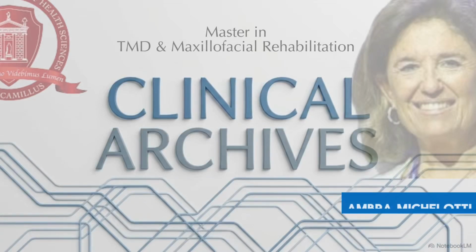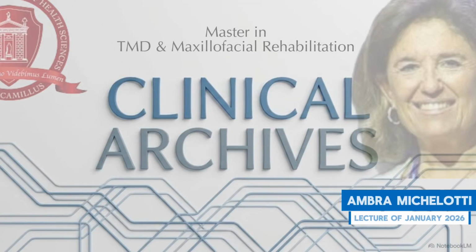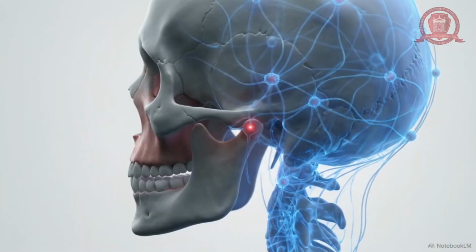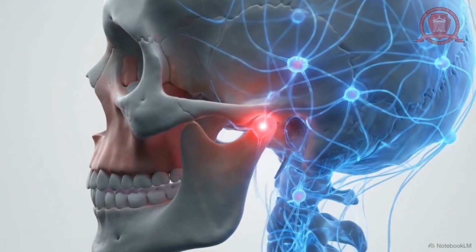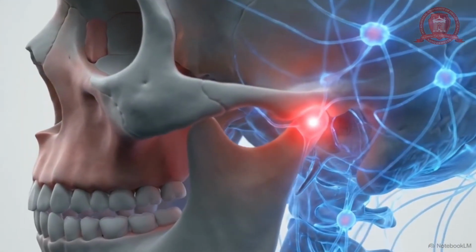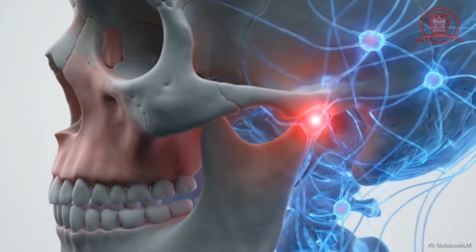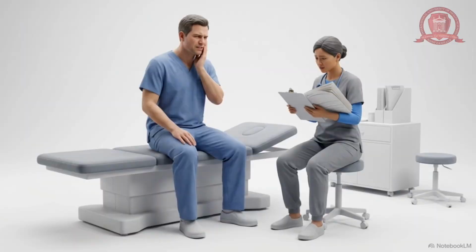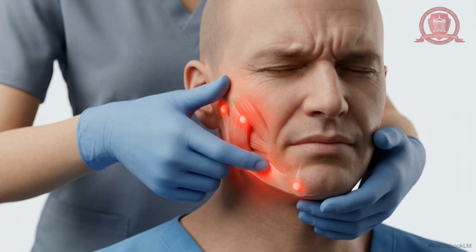This is episode 1 of a 6-part series archiving the core lectures from the Master in Temporomandibular Disorders and Maxillofacial Rehabilitation. To understand the most complex cases, we have to look past the mechanics of the jaw and map the underlying neural network. Across clinical practice, a significant percentage of patients present with temporomandibular joint pain and allodynia that aggressively resist classical manual therapy. You correct the movement, you treat the local tissue, and the pain persists.